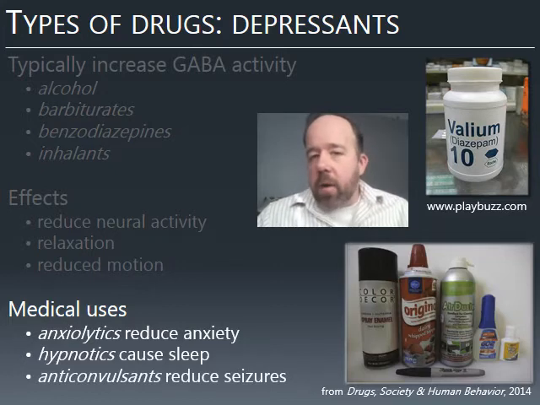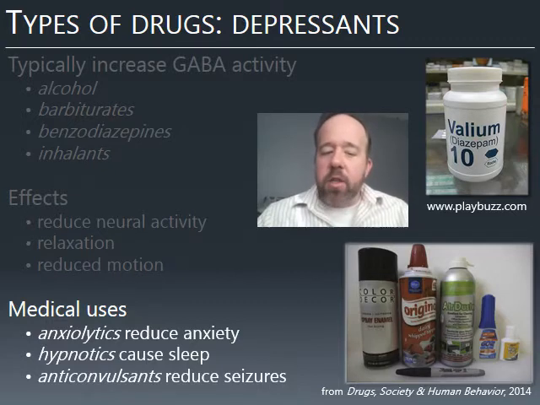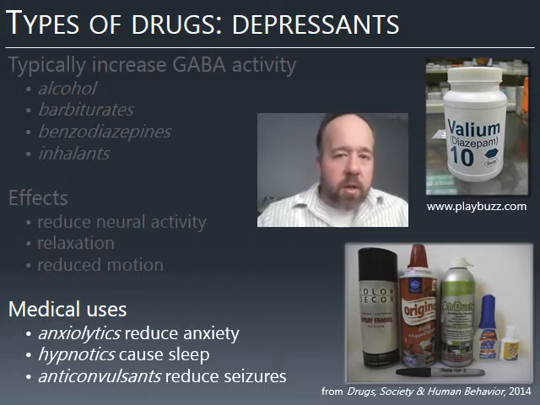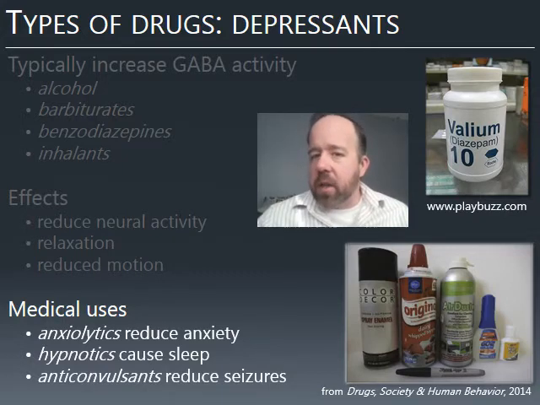And then finally, they're often used as anticonvulsants. And anticonvulsants counteract seizures. So these are drugs that are used to treat seizure disorders, the most common of which being epilepsy. So epilepsy and disorders like it produce seizures by creating positive feedback loops of activity in the brain.